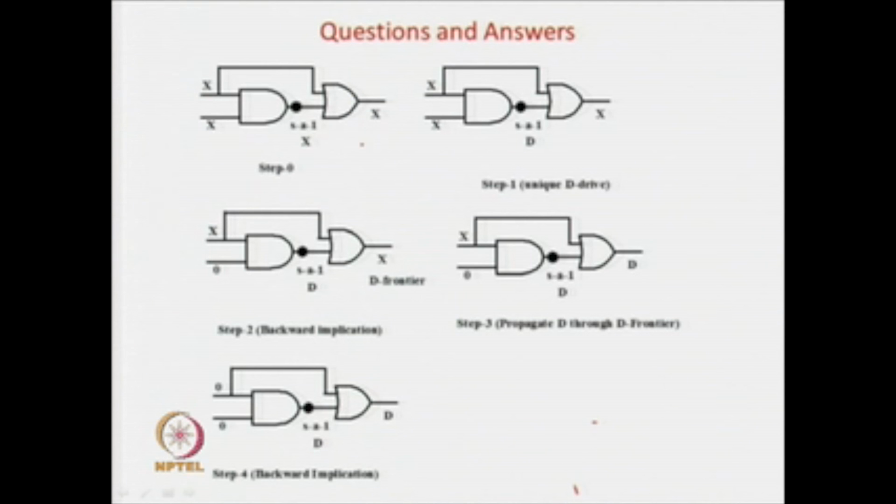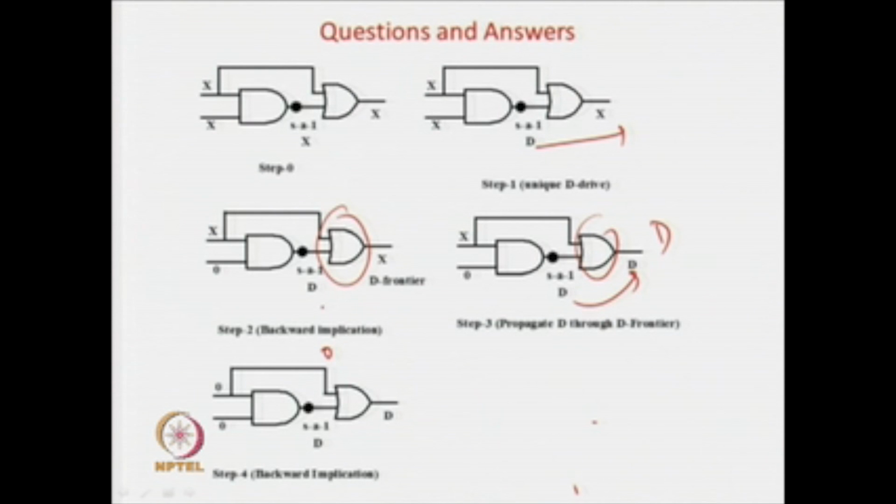Say for example, this is your circuit, so you have to put a D over here. So, this is a D, so the next step is a unique D drive. Obviously this will become your D frontier, the effect has to be propagated to this one, so it is a D over here, correct. If you have to get a D over here, then what do you require over here? You require an answer of a 0. Anyway, so first this is D propagation.